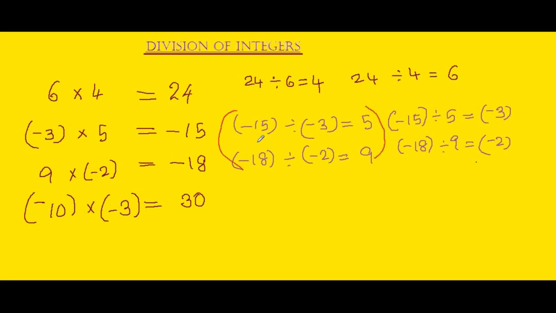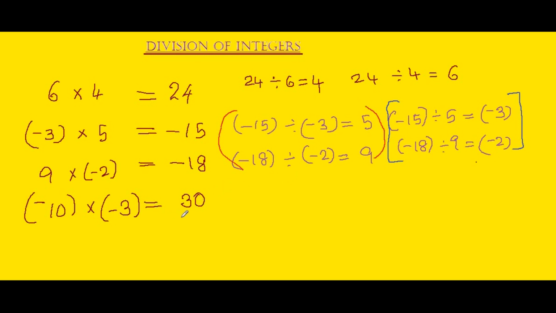Here we have divided two negative integers together. What is the answer? It's a positive number. In the second example also, here we have divided two negative integers. The answer is a positive integer. What about here? Here we have divided a negative integer with a positive integer. The answer is a negative integer. Again, we have divided a negative integer with a positive integer. The answer is a negative integer.